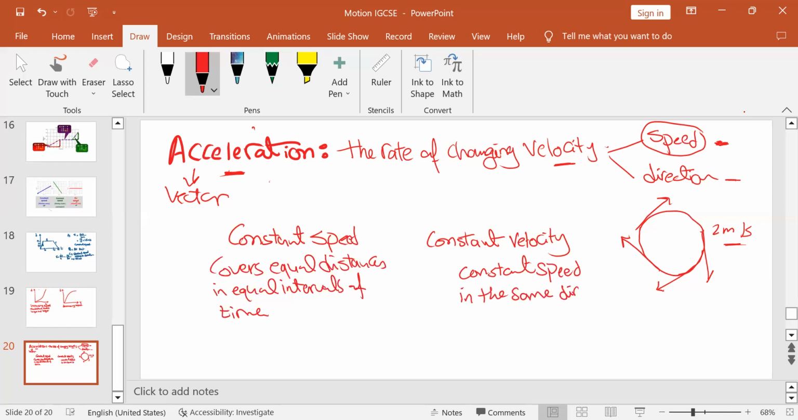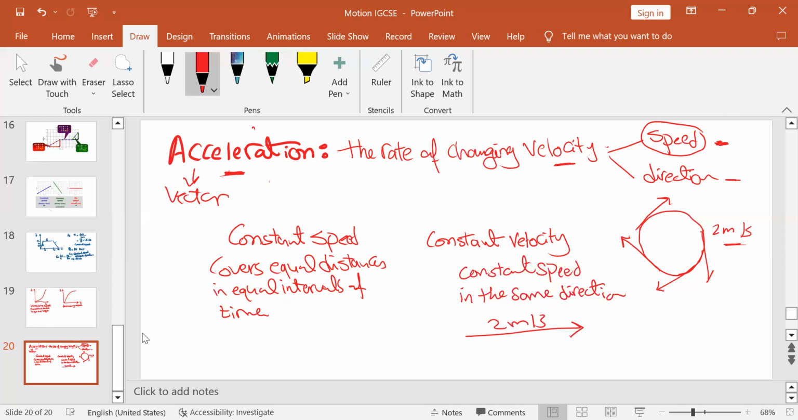And there is a difference between constant speed and constant velocity. Constant speed, the body covers equal distance in equal intervals of time. It changes direction or doesn't change direction, that's not our problem. But constant velocity means that the body is moving with constant speed in the same direction. Direction. Okay?